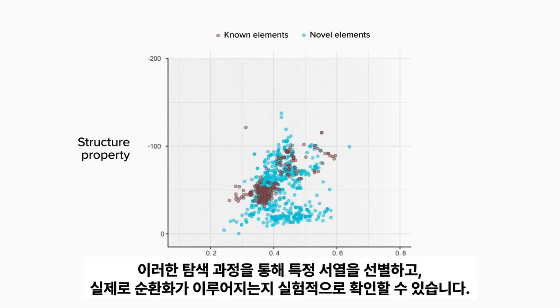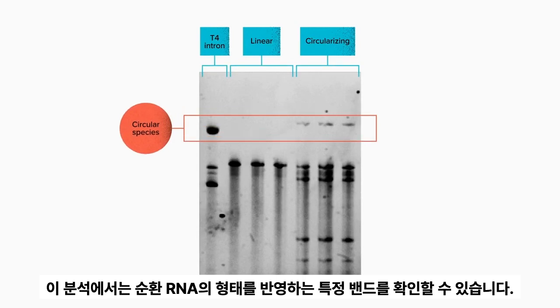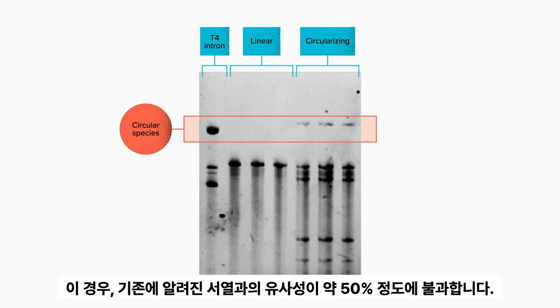We can pick sequences from a discovery effort like this and confirm that they really do circularize. Here's a good old-fashioned SDS page gel showing the band that corresponds to the circular shape. And some basic sequence analysis shows that these are pretty distinct from what was known. In this case, only about 50% sequence identity.